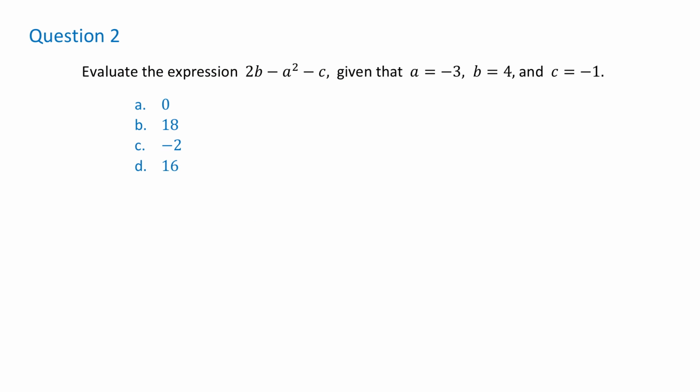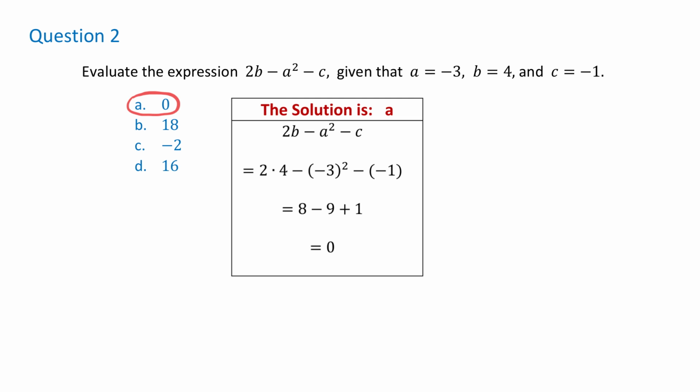In this question, evaluate the expression 2b minus a squared minus c, given that a is negative 3, b is 4, and c is negative 1. Please pause the video and find the right solution. I hope you got this one right, and now let's see the correct solution. The right answer is A.